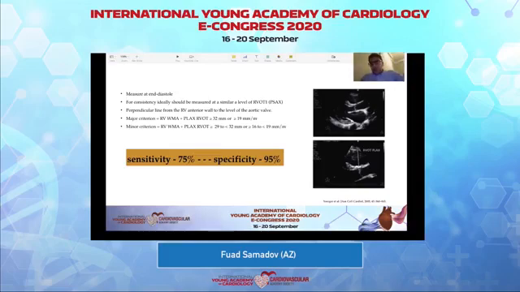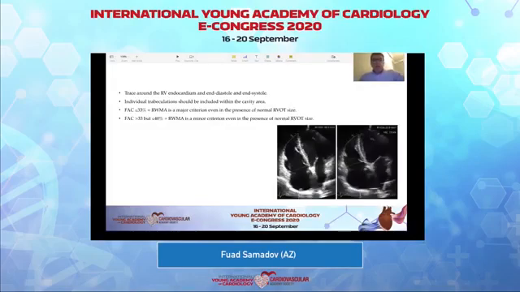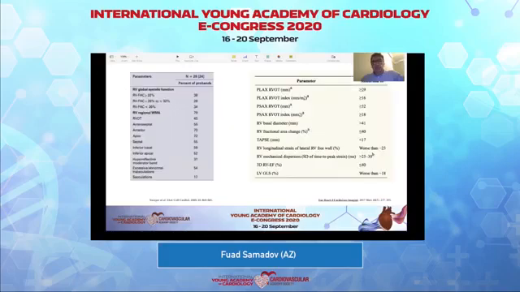Also, RVOT dilatation or RV fractional area change reduction is required. RV fractional area change is very important, and if FAC is equal to or less than 33% and there is regional wall motion abnormality, this combination is a major criterion even in the presence of normal RVOT size.